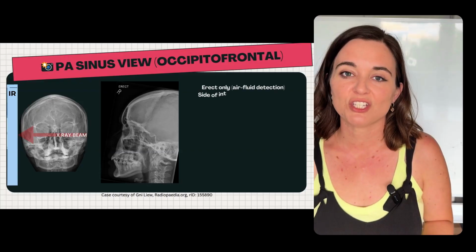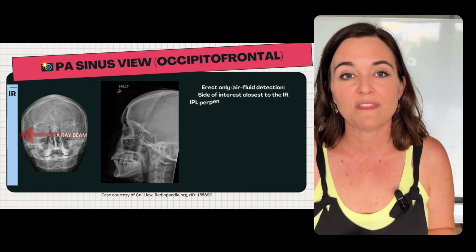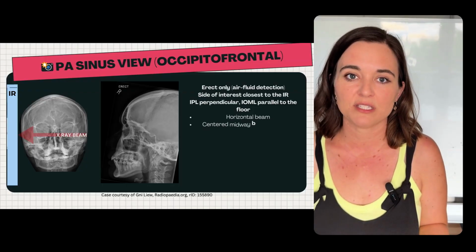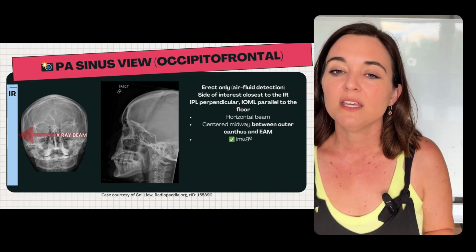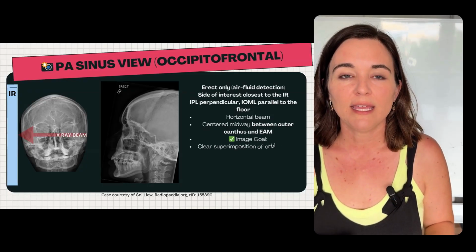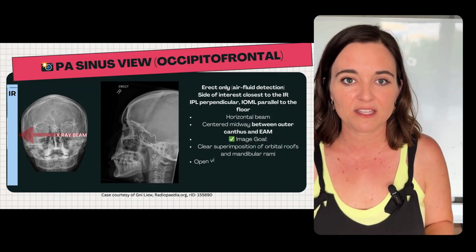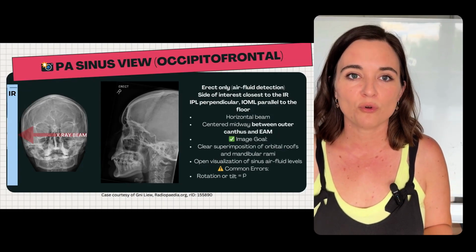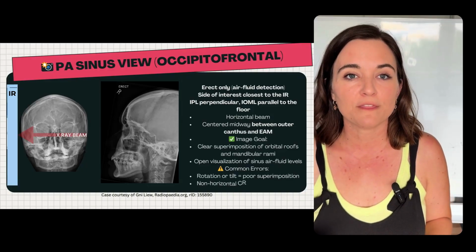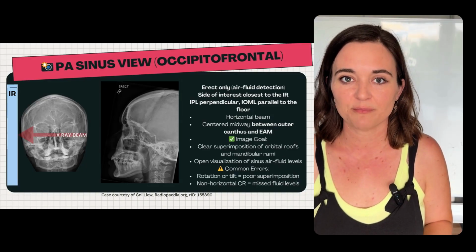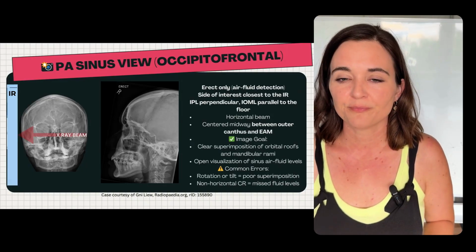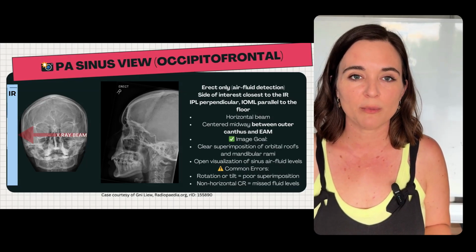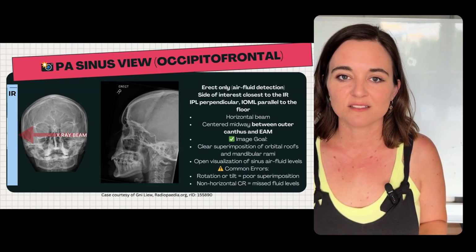The patient is positioned true lateral with the IPL perpendicular and the IOML parallel to the bottom edge of the IR. The CR is directed horizontally, entering about halfway between the outer canthus and EAM. Our imaging goal here is to visualize all 4 sinus groups, frontal, ethmoid, sphenoid, and maxillary, in a single lateral image. This is best for evaluating air fluid levels, especially in trauma or suspected sinusitis.